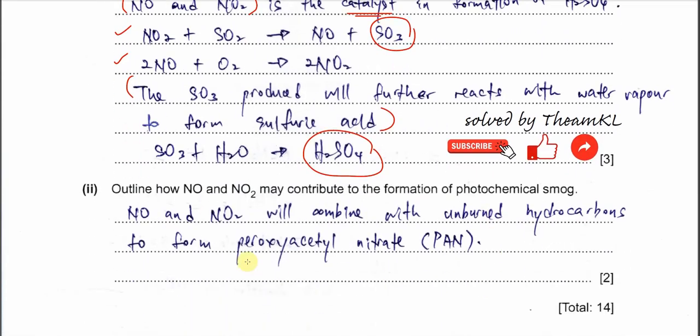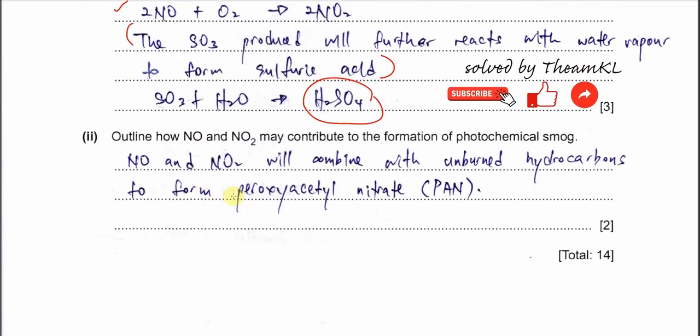Part 2. Outline how NO and NO2 may contribute to the formation of photochemical smog. This one is very common now, and photochemical smog is an environmental issue. The chemical that causes this photochemical smog is peroxyacetyl nitrate, in short form PAN. In the exam, you just give PAN. It's okay if you cannot remember the full name, you just put PAN.